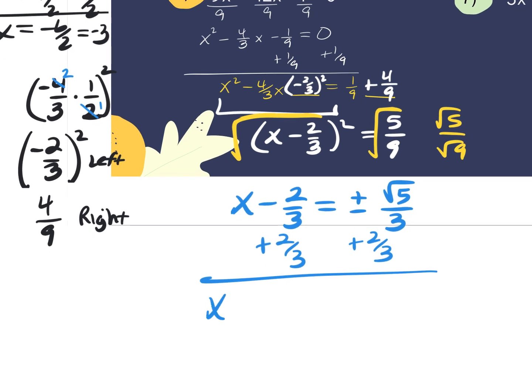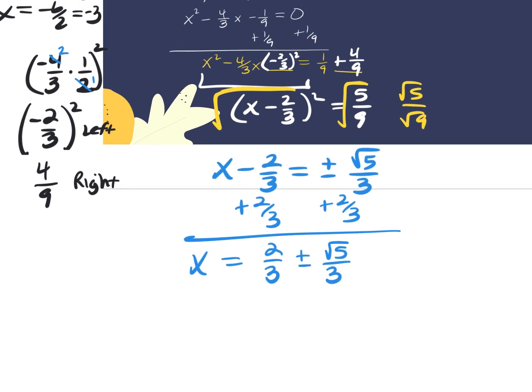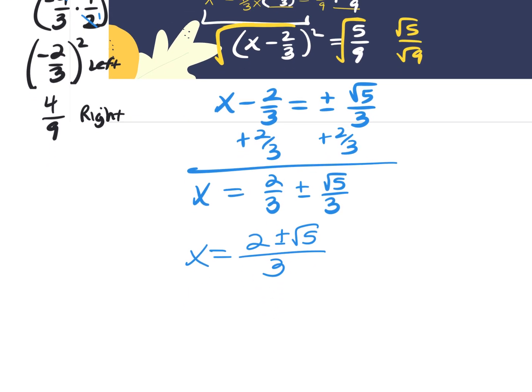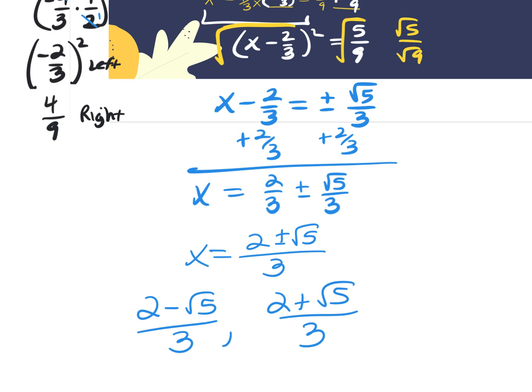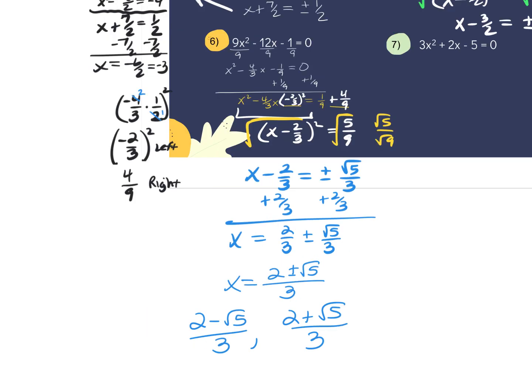And I get x is equal to 2/3 plus or minus the square root of 5 over 3. So again, you could write it with one denominator if you want, because they're both a 3. So this would be an acceptable answer on the test. However, WebAssign wants you to pull it apart. So you would do 2 minus the square root of 5 over 3, comma, 2 plus the square root of 5 over 3. So we're going to do number 7.